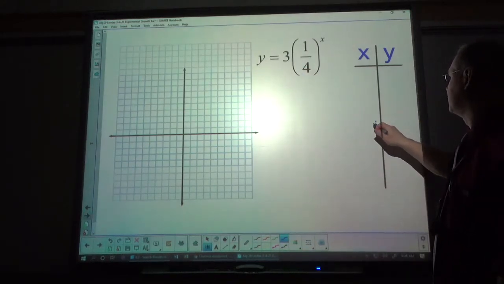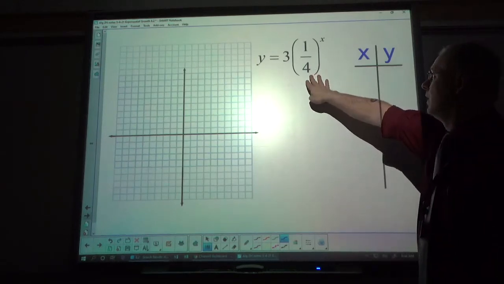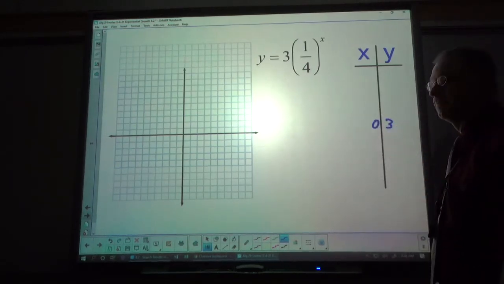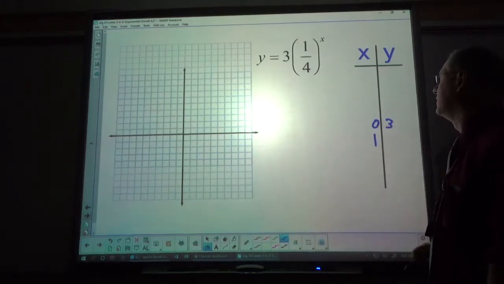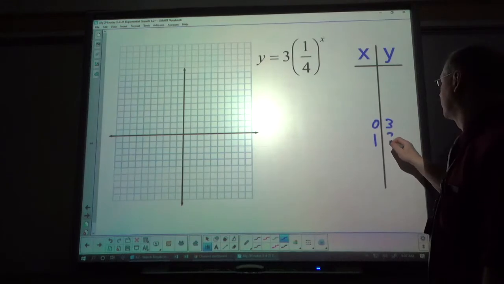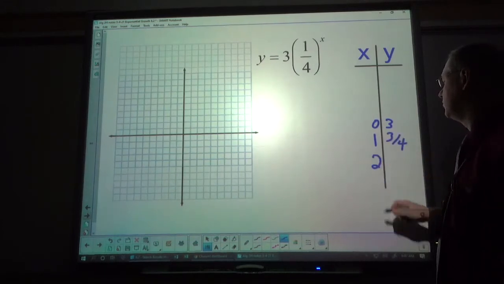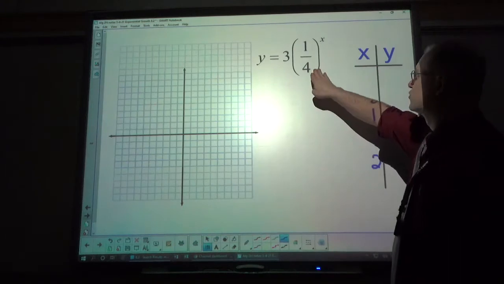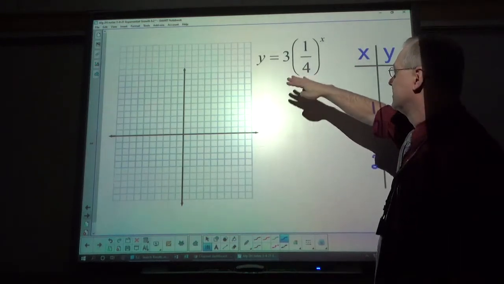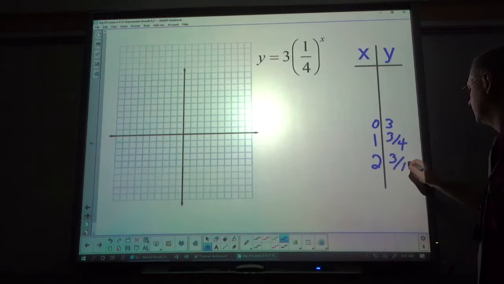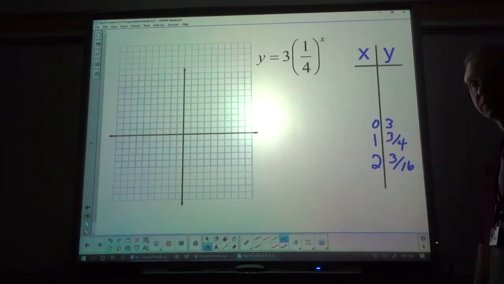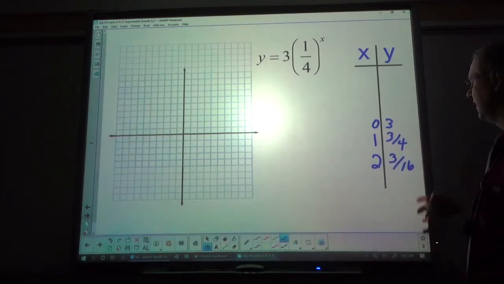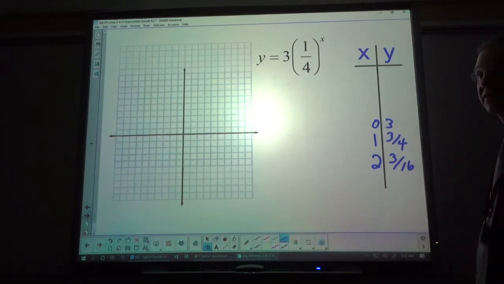Now if I put in 0, that's going to make this 1 times 3 is 3. If I put in 1, that would be 3 times 1/4 or 3/4. 2, well, I'm going to square this, so 1 over 16 times 3 is 3 over 16. Now, I told you before I wanted at least two coordinates with fractions in them, and these would be those two, just like we did on the other problem.